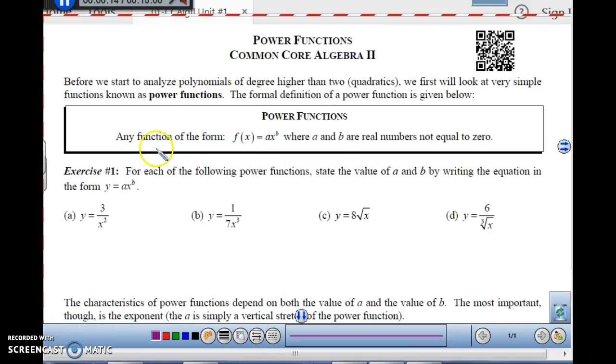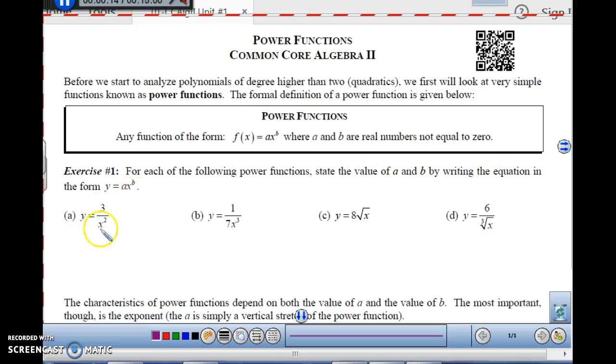A power function is any function in the form of f of x equals ax raised to the b, where a and b are real numbers not equal to 0. So basically, a is a coefficient and b is an exponent. So, for each of the following power functions, state the value of a and b by writing the equation in the form y equals ax to the b.